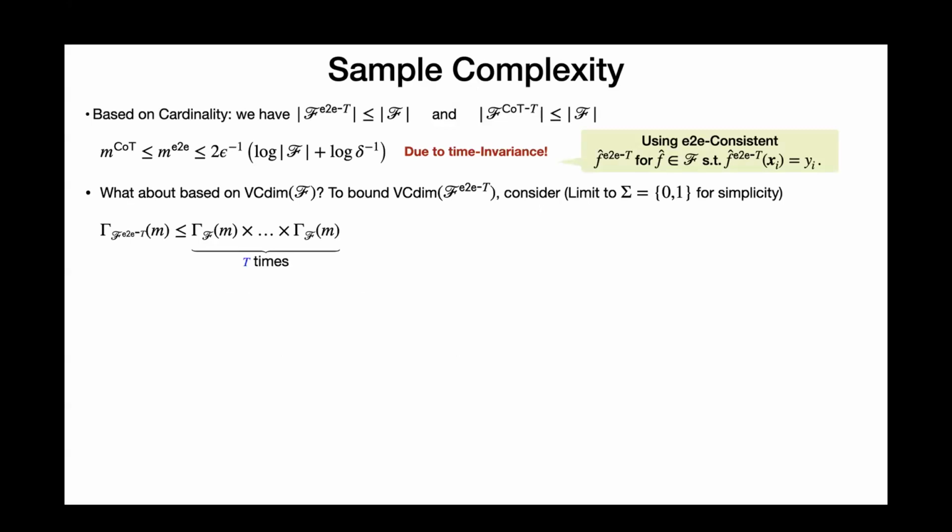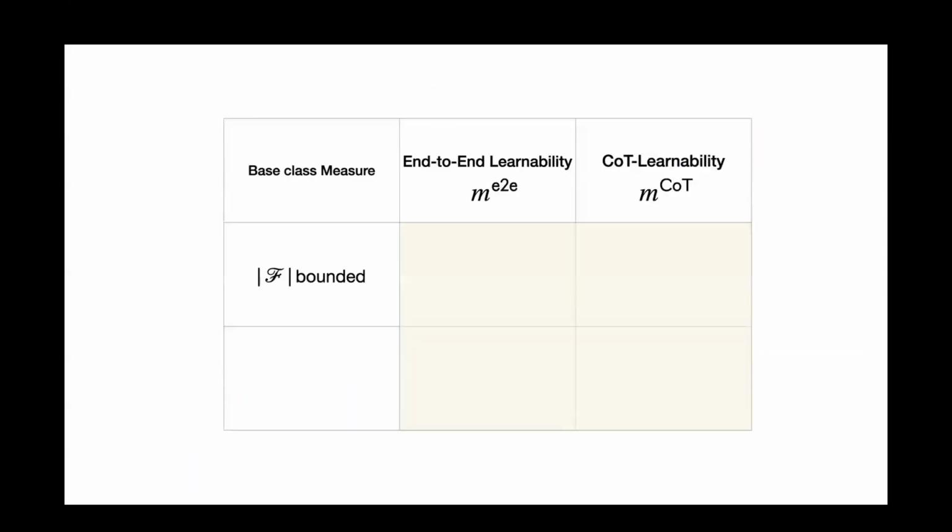I'm going to skip a lot of these details, but the point here is just one table that I want to get to. So what if my base class has bounded cardinality? This is the first question one can ask. Then, if your base class has finite cardinality, since I'm time invariant, applying the same function, the number of end-to-end mappings that I get is also bounded by the same cardinality bound. And just by a log-cardinality bound argument, you roughly get log-cardinality sample complexity for both, whether you observe chain of thought or not, because observing chain of thought is strictly as powerful as not observing it.